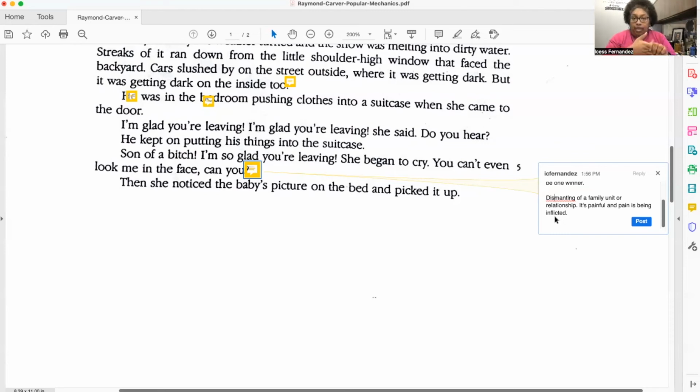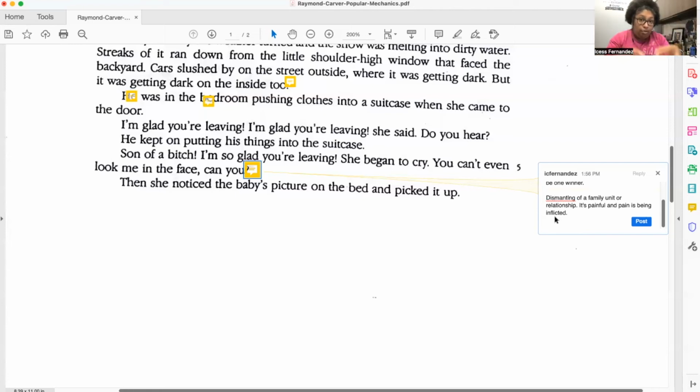What we don't know here, and what minimalist writing is about, is we don't know what led to this. We don't know if this started in the car. We don't know if this started in the garage. We don't know if this started at the front door. We're just now picking it up in the bedroom.